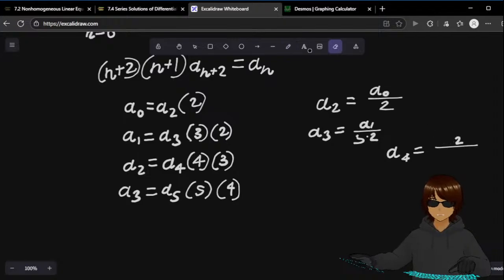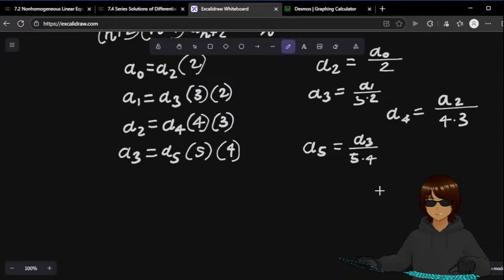This a looks like a d. So a, 4 times 3. 5 times 4. So the pattern here is 5 times 4, 3. So the pattern here is n, a n minus 2 over n factorial.